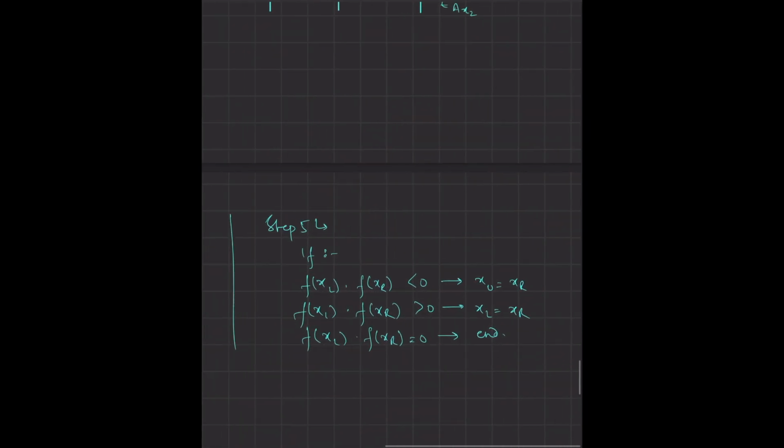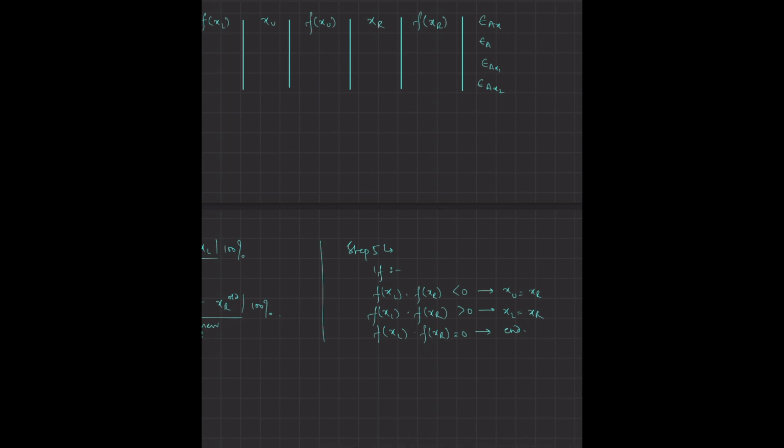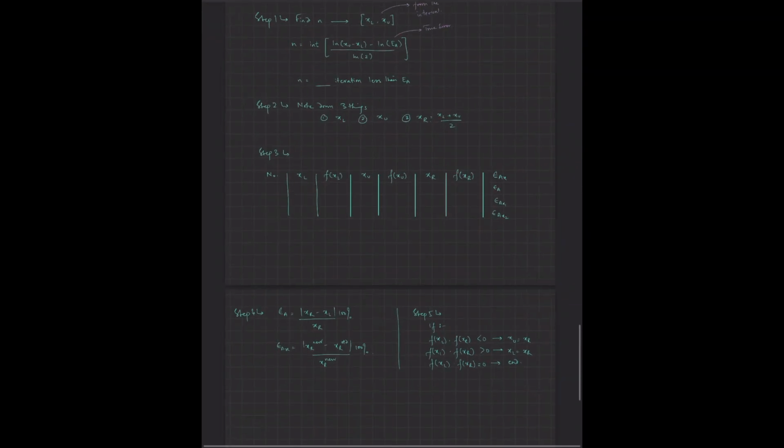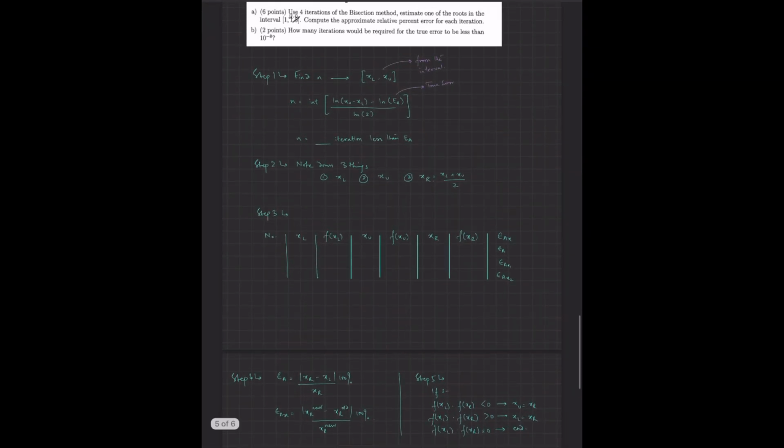Now for step 5, we're going to understand what I mean by this. So if fxl times fxr is less than 0, then basically xr goes to xu. So whatever we have in xr for the second, or whatever iteration we get, for the next iteration, the same number would go for xu. Say this is greater than 0, then xl equals xr. And if it's equal to 0, then we end it right there. So these are the basic steps that you need for bisection.